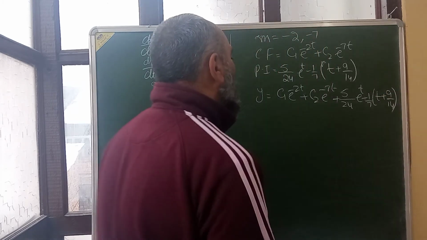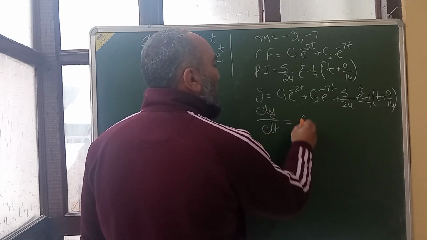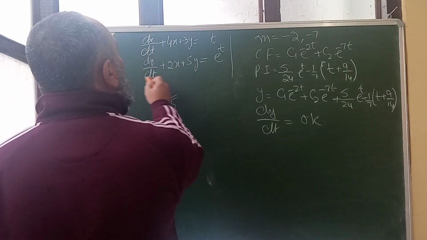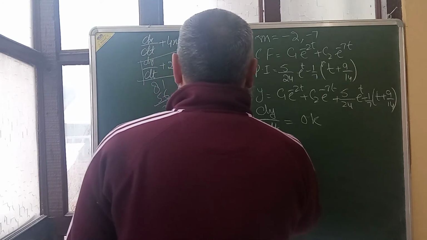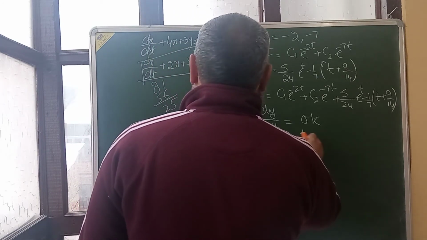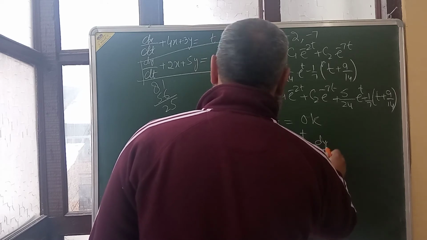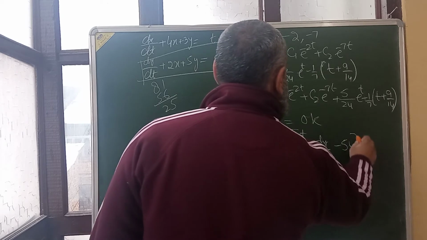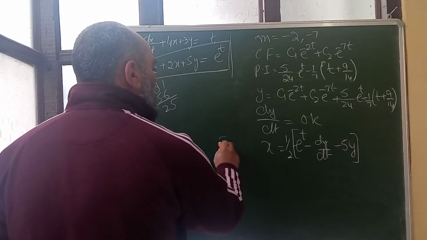You can find dy by dt, obviously. It's okay, you can find the derivative. Then from equation 2, you have to find x. From 2, x is equal to e raised to the power t minus dy by dt minus 5y, divided by 2.